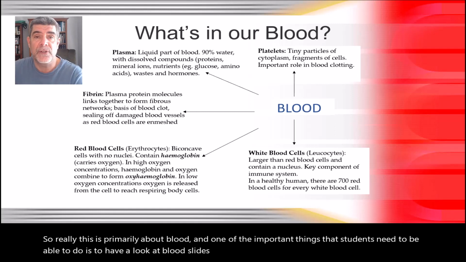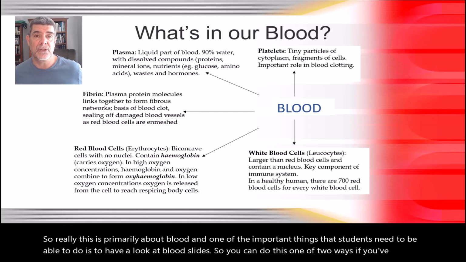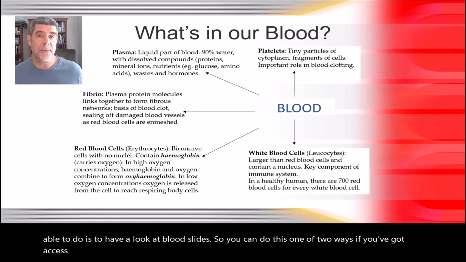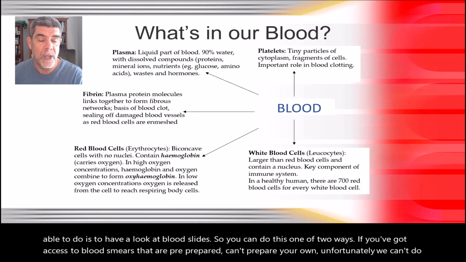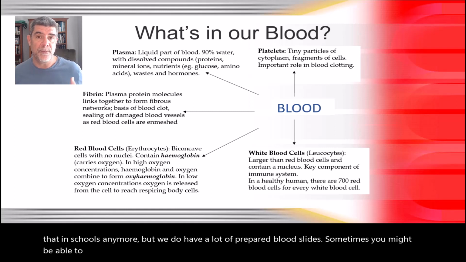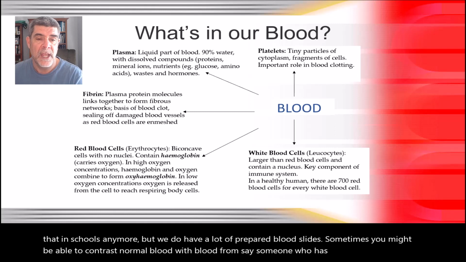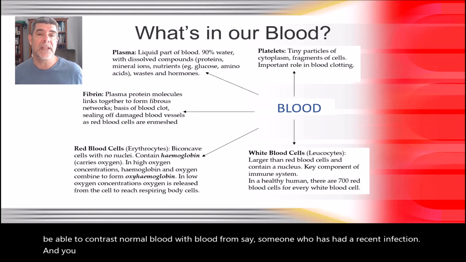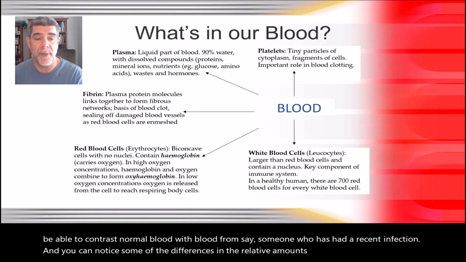So you can do this one of two ways. If you've got access to blood smears that are pre-prepared, you can't prepare your own. Unfortunately, we can't do that in schools anymore, but we do have a lot of prepared blood slides. Sometimes you might be able to contrast normal blood with blood from, say, someone who has had a recent infection, and you can notice some of the differences in the relative amounts of some of these important components.